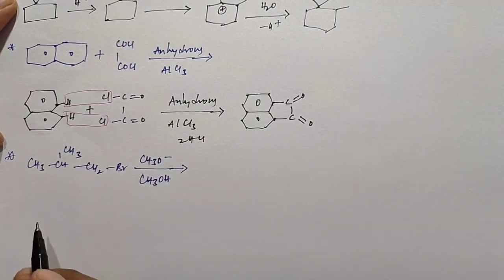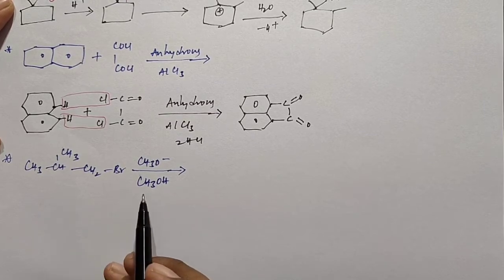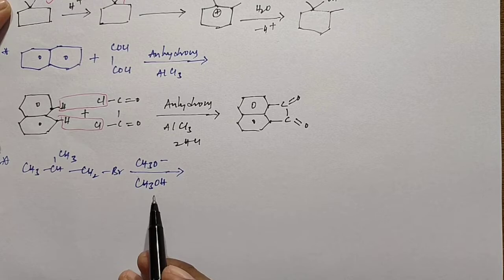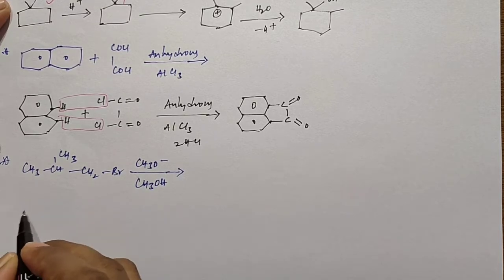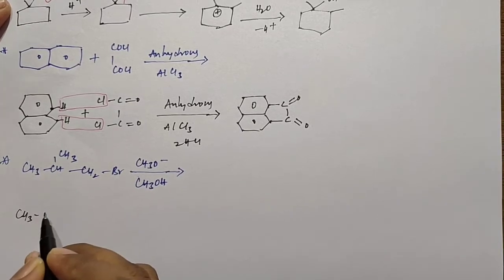Okay students, this is the next miscellaneous reaction. This miscellaneous reaction can react with the methoxide ion in the presence of methanol. So first we take the initial compound that is given.